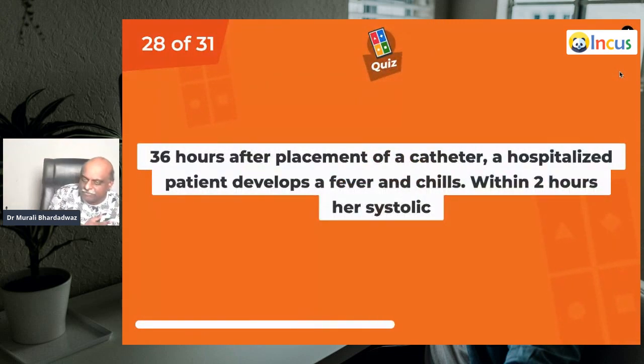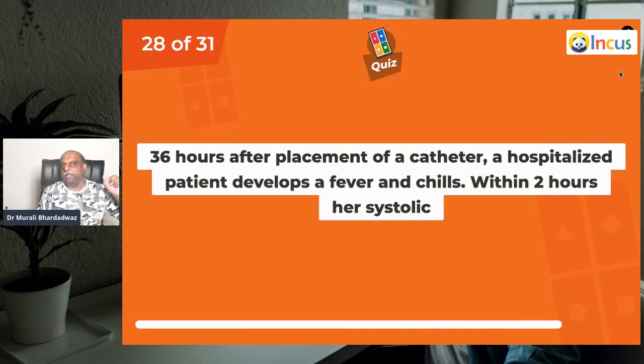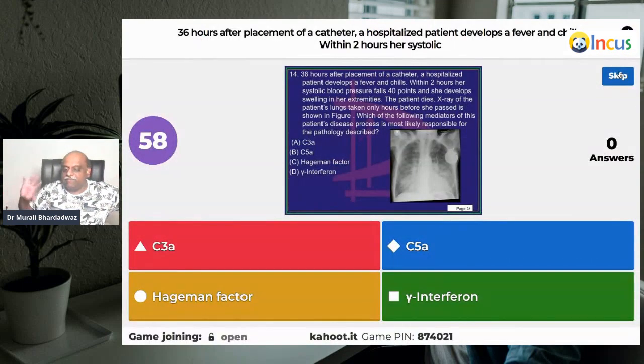36 hours after the placement of a catheter, a hospitalized patient developed a fever and chills. Within 2 hours, her systolic BP falls. She develops swelling in the extremities. The X-ray of the patient's lungs taken hours before she passed is being shown to you. So, what is the mediator most likely responsible for this pathology?